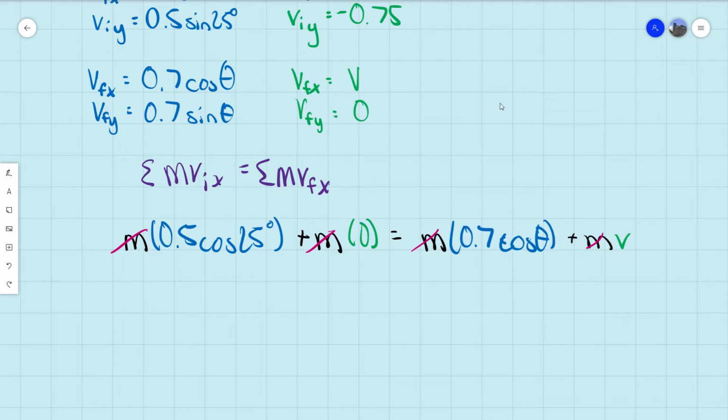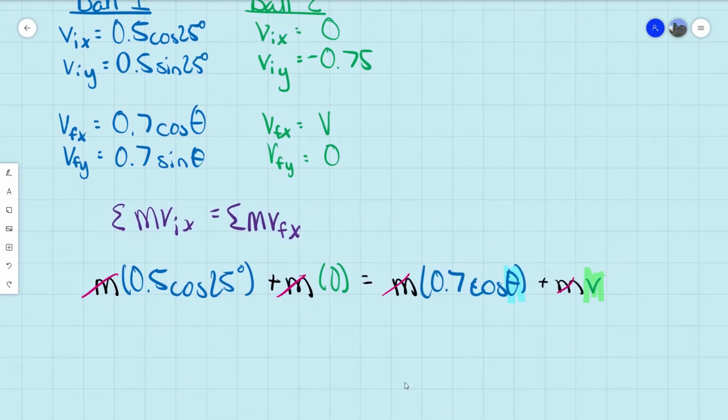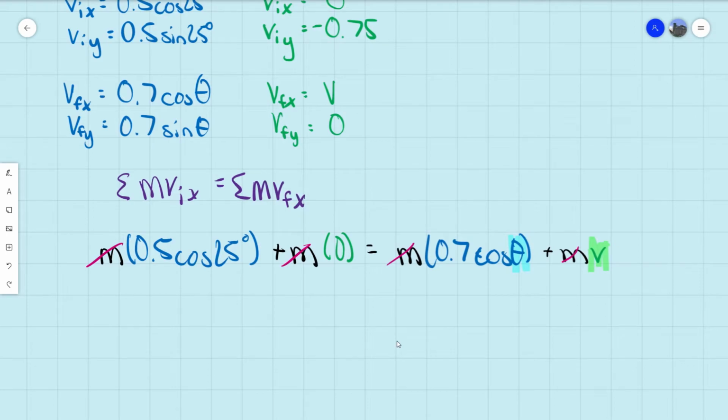And from here, we can see that I have two unknowns. I have a theta and an unknown v. That's totally fine. We can rewrite this to equal one of those things if we are so inclined. We can clean it up a little bit and then see where our heart takes us, or we can use our second formula. I'm going to clean this up a smidgen and then we're going to go to the y.